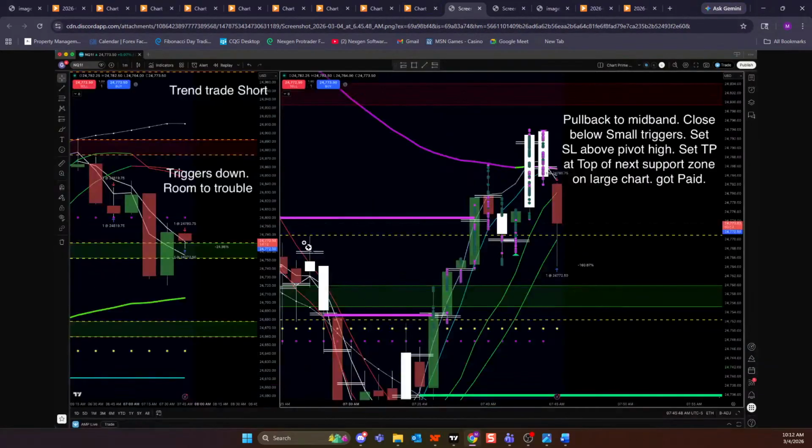That is a textbook trend trade, as taught in the room for an entire hour. You guys want to see something cool too? He didn't enter directly into trouble because that didn't fit his rules. And his patience was rewarded to the tune of about 160 bucks. Awesome.